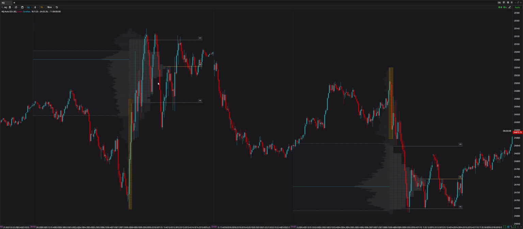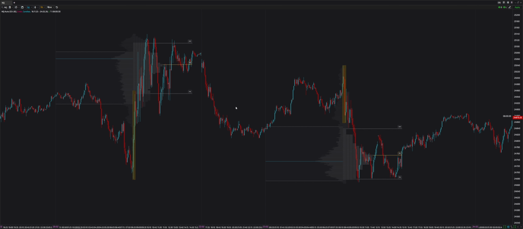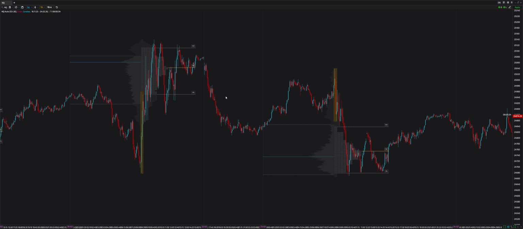For example, if we build it for the US session on NASDAQ futures, we get a volume histogram for that session. This indicator also includes value area high, value area low, and the point of control, which represents the price level with the highest traded volume. These indicators can act as a kind of market map, providing strong reference levels where price is likely to react.